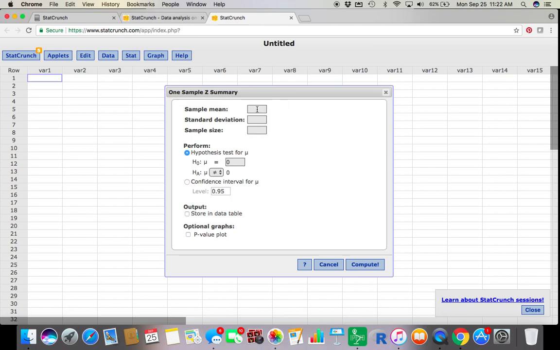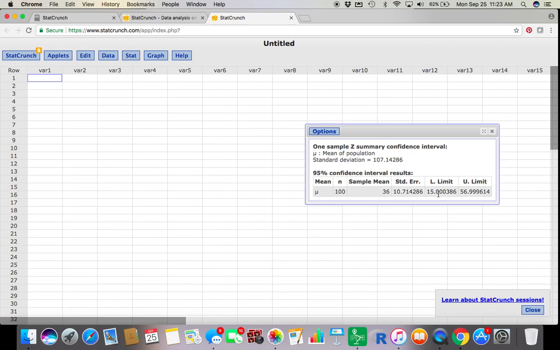We're claiming here the sample mean was 36. We're saying the standard deviation was, I'm going to multiply this out, 10 times 21 divided by 1.96, because I want the entire standard deviation to be in there. And the sample size was 100. And I want a 95% confidence interval. 15 to 57 when we round off.